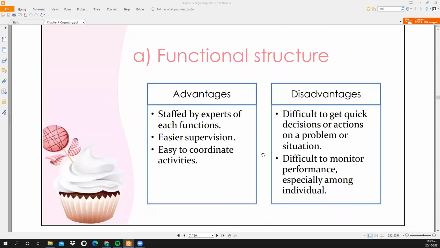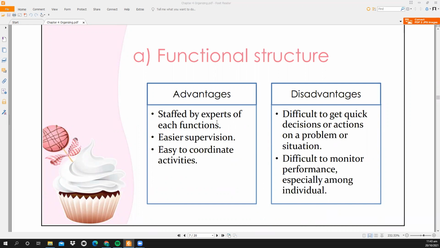Okay, so for the advantages and disadvantages, for the advantages, staff by expert of each function, easier supervision, and easy to coordinate activities. Since yun nga, kumbaga na-segregate na natin sila according to their functions, so we'll know kung saan ba sila expert, yung specialization nila. For example, accounting department, again, marketing department, HR department, and then operational department. So yung 4 na yung pinaka-common yan, no?